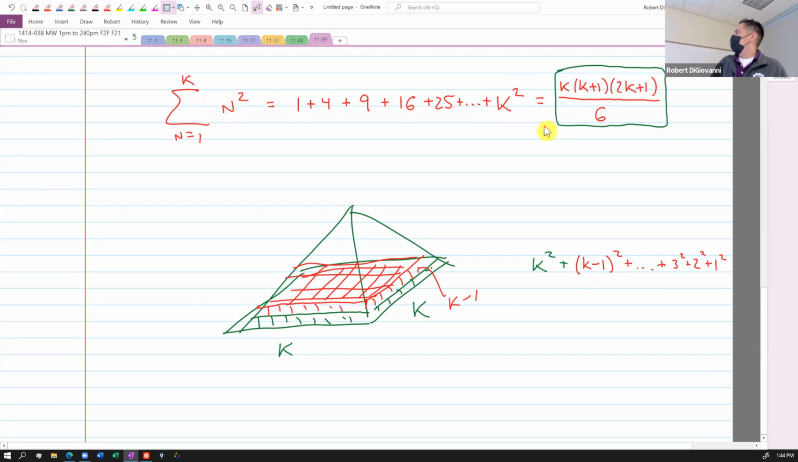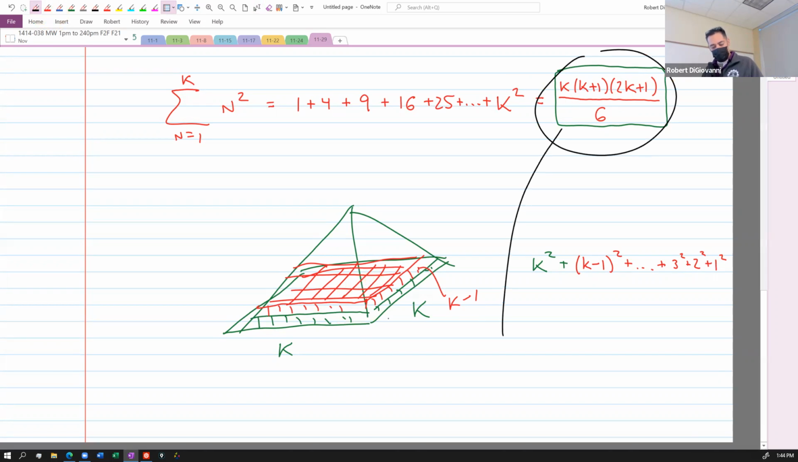So let's just do it for fun. What if there were 100 blocks across the bottom? How many blocks are in this pyramid? I'm going to need someone on their calculator to do this. If this were 100 down here, 100 by 100, you have to do 100 times 101 times 200 plus 1, all over 6.